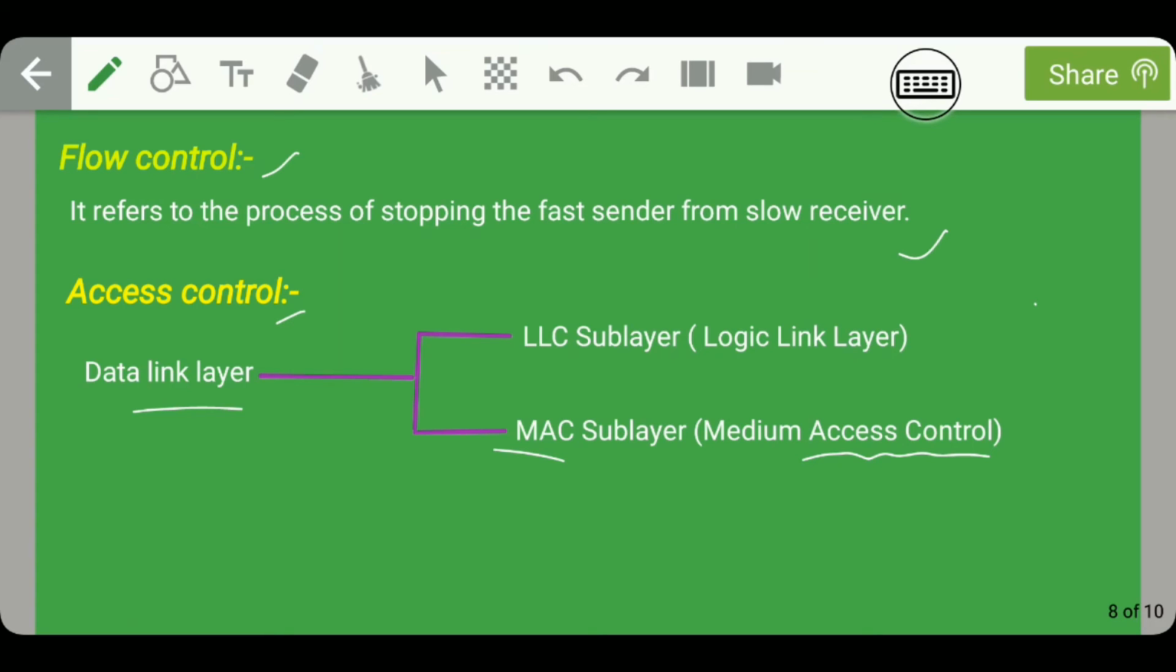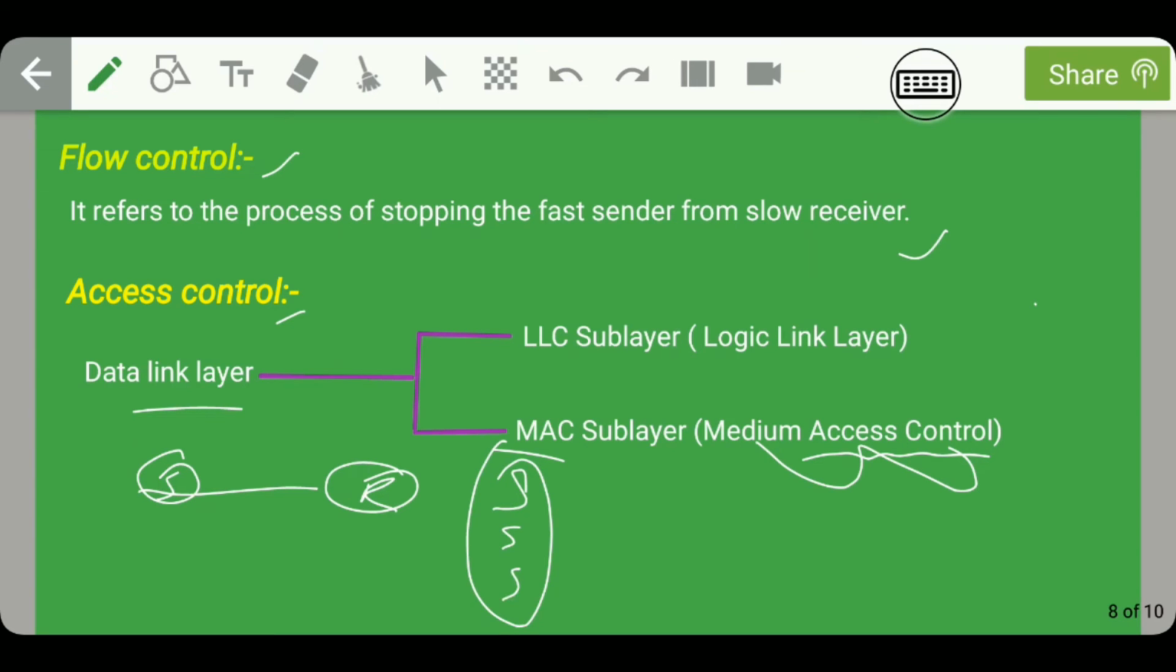From the full form itself, it is clear that here we need some control to access the medium. So guys, when do we need control to access the medium? Let us consider case one, where there is a sender, a receiver, and a medium between them. That is, only one sender and only one receiver are sharing the same channel. And let us consider a second case where multiple senders and multiple receivers are sharing a single channel. So where do we need control to access the medium?